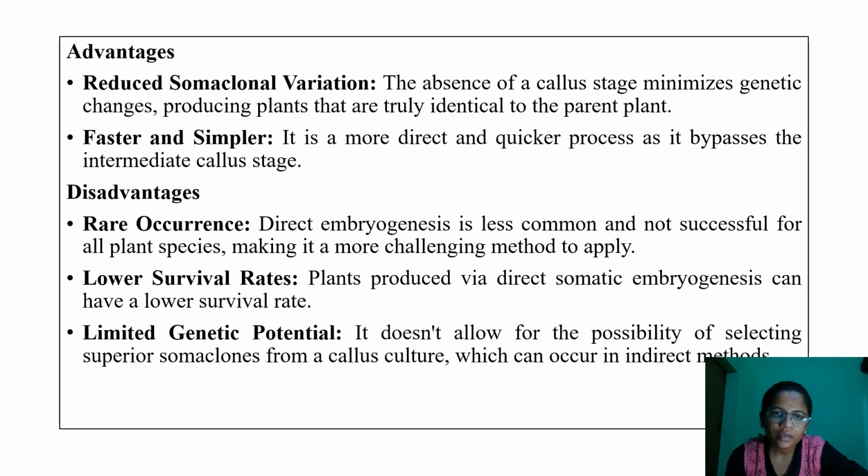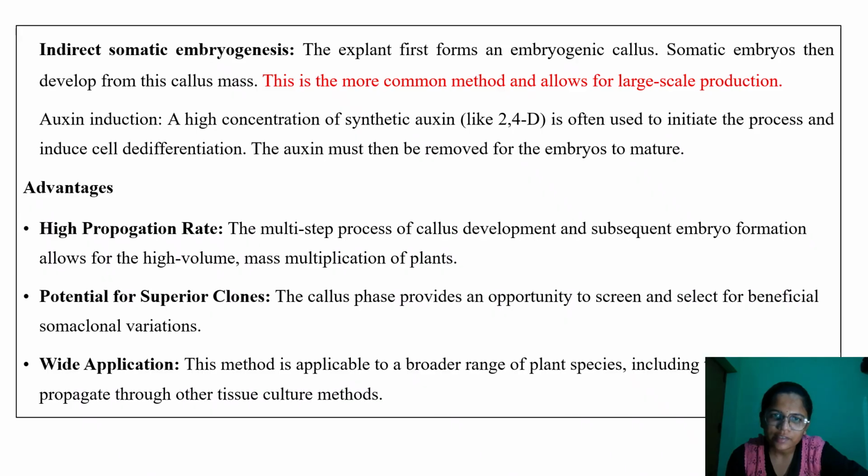We can speed up the process, avoid the callus formation stage, and reduce somaclonal variation as well. Disadvantages: rare occurrence, not much success, and sometimes it is challenging. The survival rate is also very low, and the genetic potential is low. It cannot be performed in all crops, and the multiplication rate is also lower.